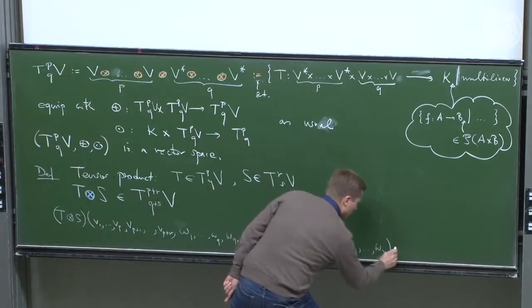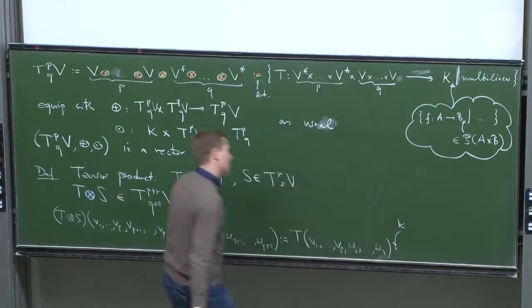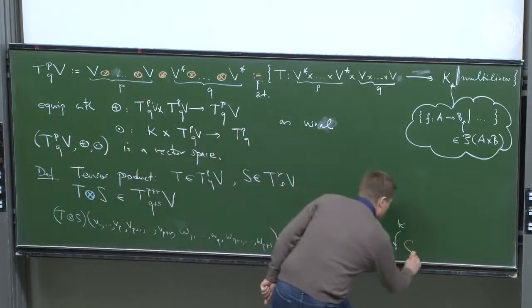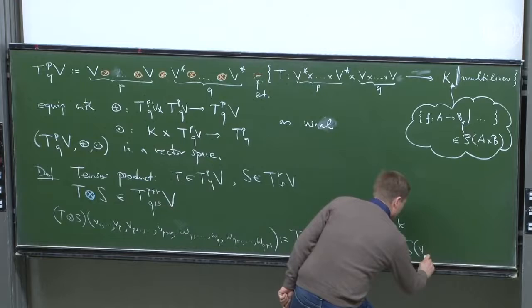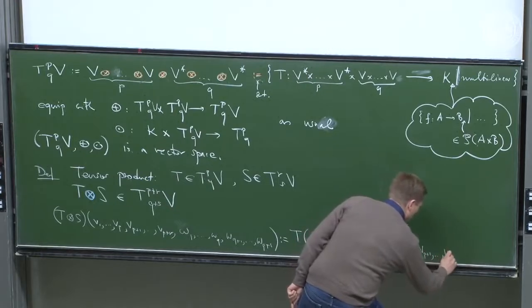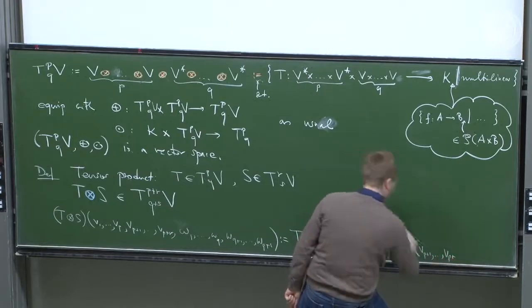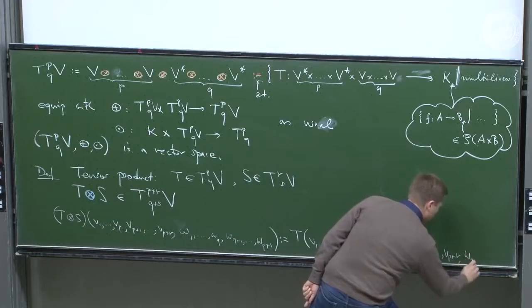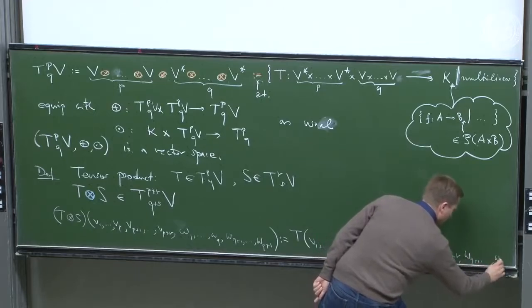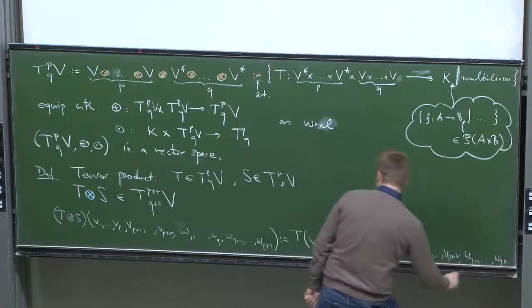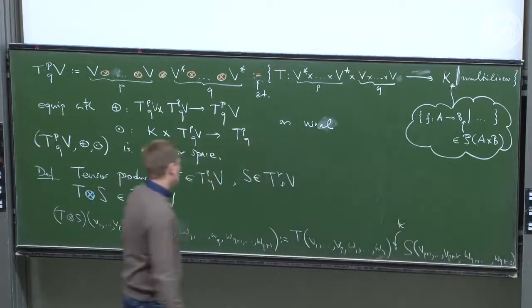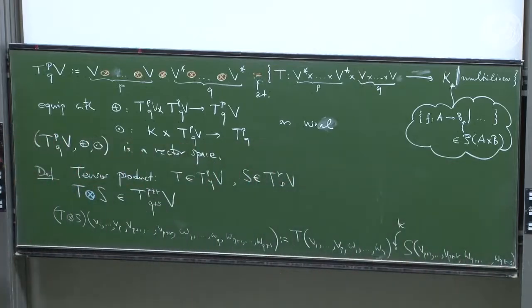That's a number. And now we have here the multiplication, which must be the multiplication in k, of course, and then the s eats up the rest. It's the v(p+1) to v(p+r), and the omega (q+1) up to the omega (q+s). And this is the tensor product. That's very simple. So that's one important way how we construct new tensors from given tensors.